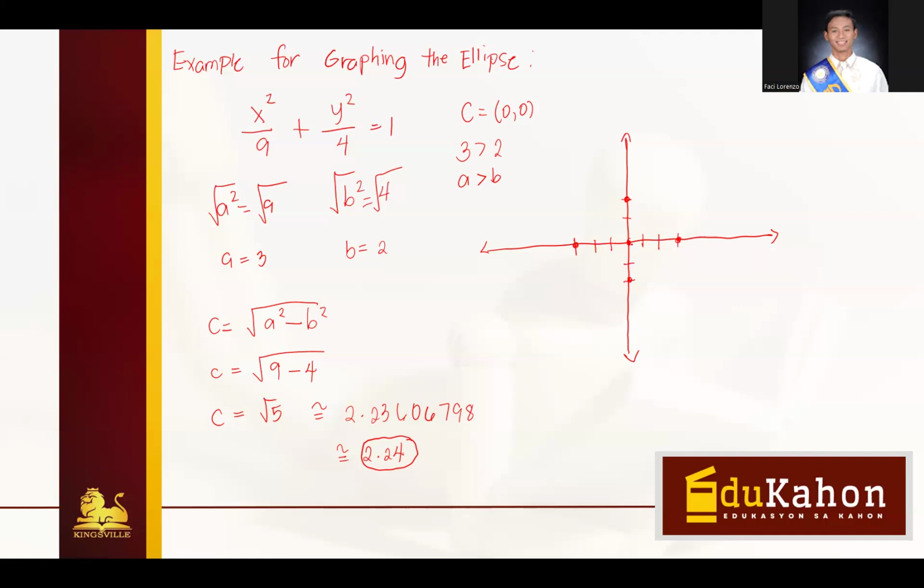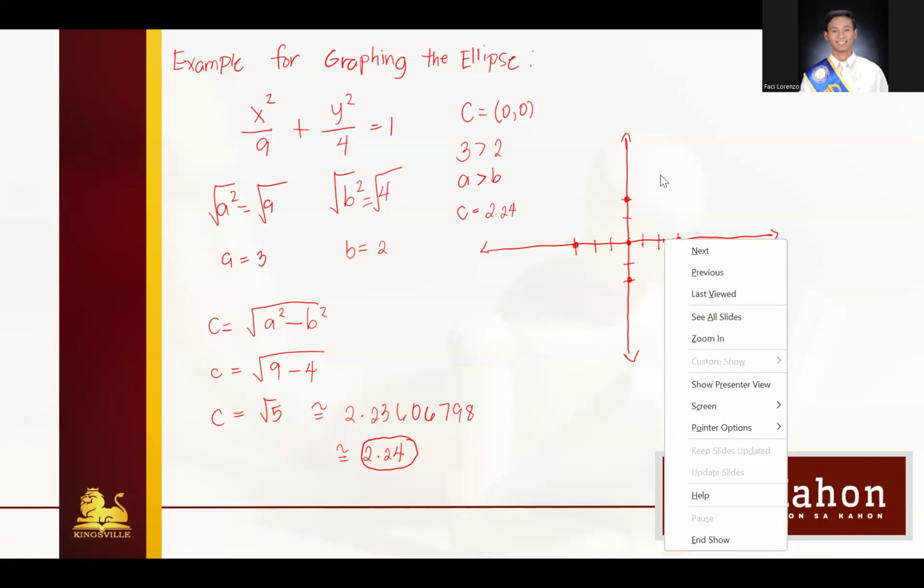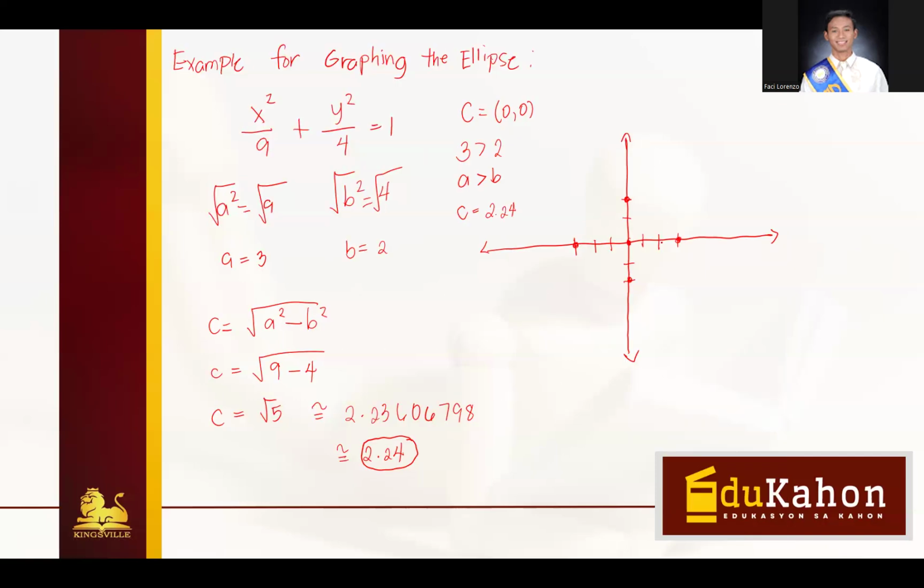Okay? So if we try to locate the value of c, the value of c again is 2.24. So this is your foci. Since your graph for the ellipse is horizontally oriented, we will try to locate the value of c on your x-axis. So this is 1 and this is 2, and we know that 2.24 is in between 2 and 3. So if this is between 2 and 3, this could be located here. And we have also here from the left side, negative 2.24. So it is also between negative 2 and negative 3.